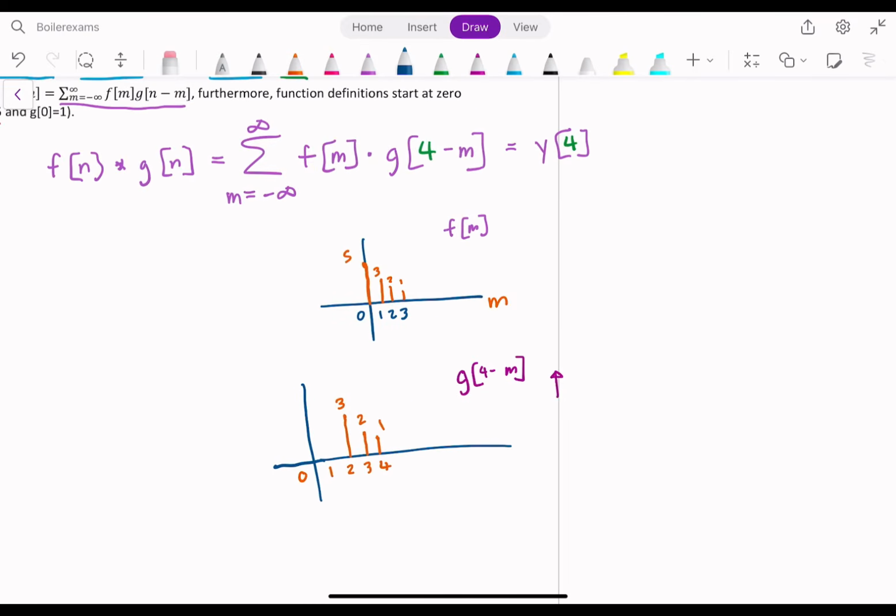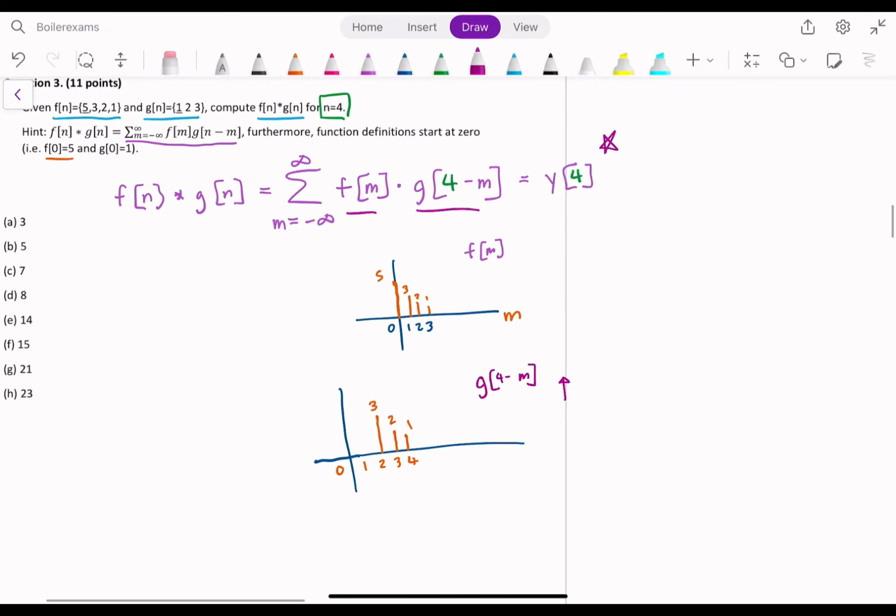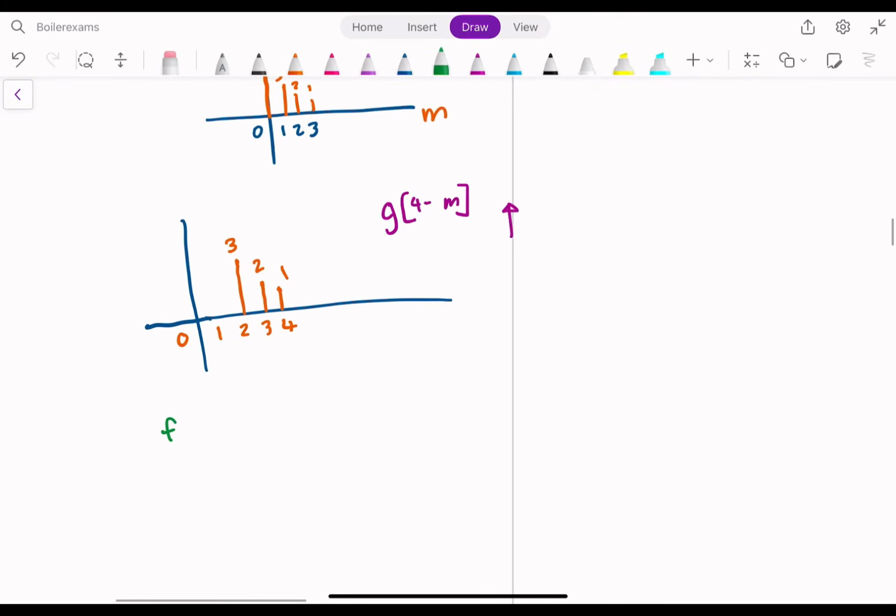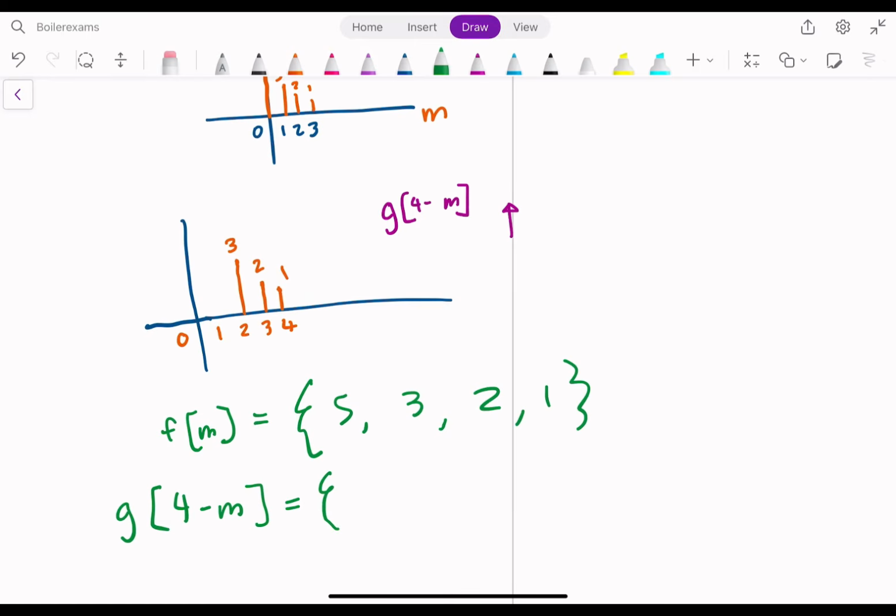And so now what we're going to do is perform this summation. The way that we perform the summation is essentially we are multiplying these two functions at their corresponding m values together, and then we are summing together those corresponding multiplications. To visualize that better, I'm just going to rewrite f of m down here. Starting at 0, it is equal to 5, 3, 2, 1. And then I'm going to write g of 4 minus m. Starting at 0 it is 0, and then it's 0 again, and then it starts to go to 3, and then 2, and then 1 at 4.